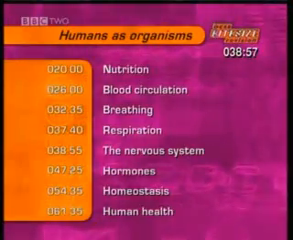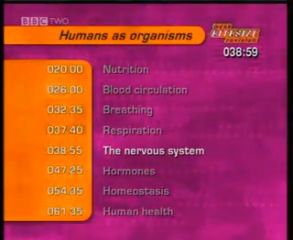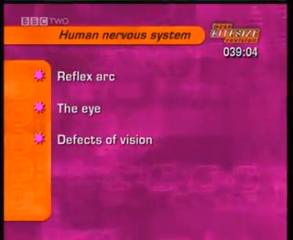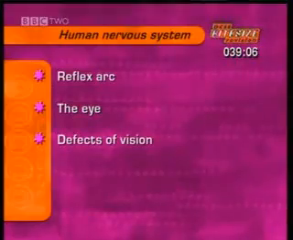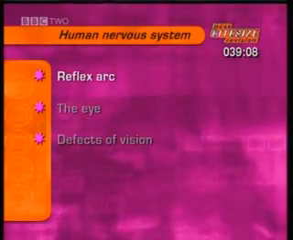This section is about the human nervous system. This section covers the reflex arc, the eye, and defects of vision. First, the reflex arc.